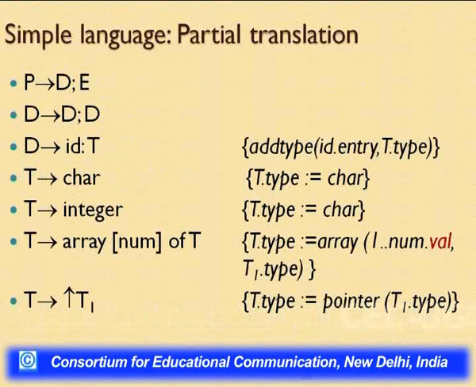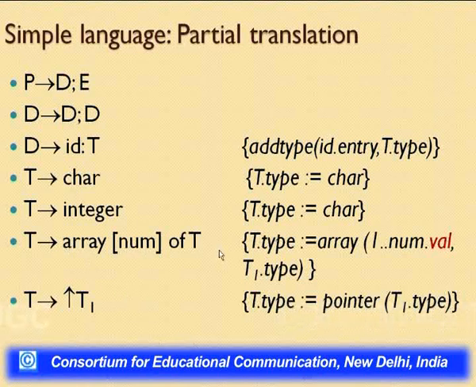So the initial part is similar to what we have discussed. D derives ID T, T derives character, T derives integer. So we simply feed into the system that the type of this is this. One important thing we can see here is that array has also been defined. In the system we have imagined as an example, let's say array is also defined as a type.